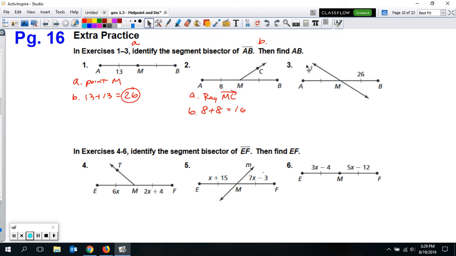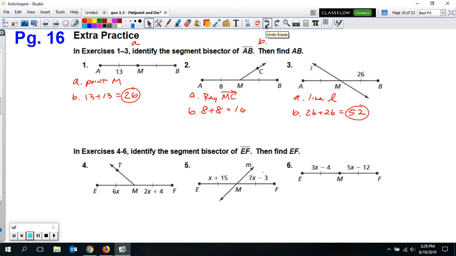On this one, we have a line going through our midpoint, and so it's going to be line L on that one, and we definitely want to use the word line here if we're naming it with what the name is. That's going to be line L. This side's 26, that means the other side's 26 also. 26 plus 26 equals 52, so that's what we should have.